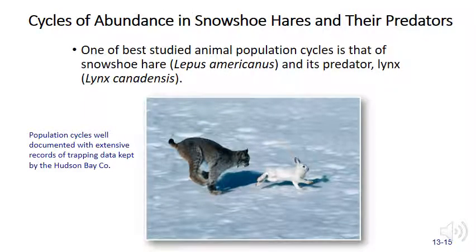So in terms of prey species population dynamics, probably the best studied example in history is the cycle of abundance in snowshoe hares and their predators in northern Canada. And one of the reasons that this example is so well studied and that we have such good data is that the Hudson Bay Company recorded trapping data throughout basically the 18th, 19th and 20th centuries. And so we have this huge amount of population data for these snowshoe hares and their predators, the Canadian lynx.